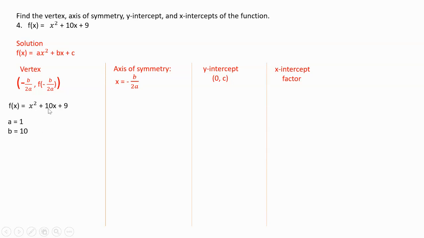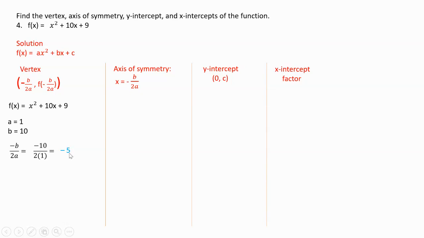So let's start with finding the vertex. We know that my a is equal to 1 and my b is 10. So plug it into the formula. So it will be negative 10 over 2 times 1, right? Because it's negative b and my b is 10. That's why we plug in the 10 for b. So the answer will be negative 5. So this is my x part of the vertex.